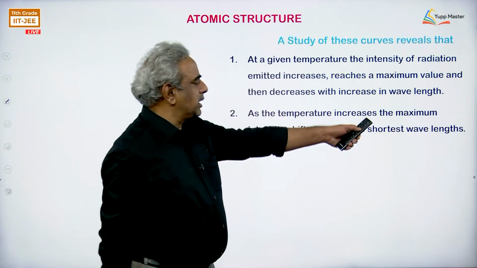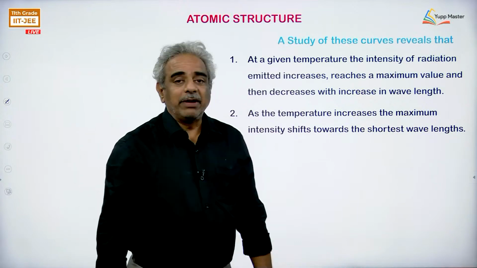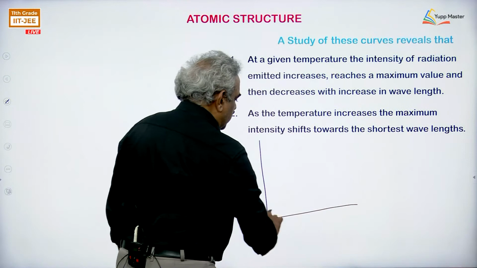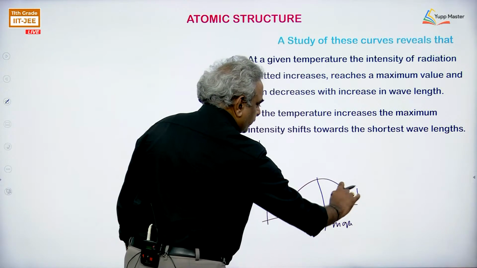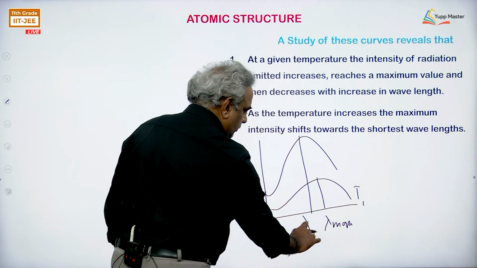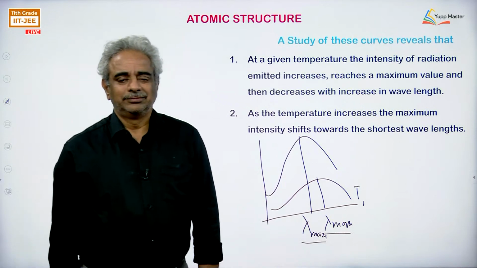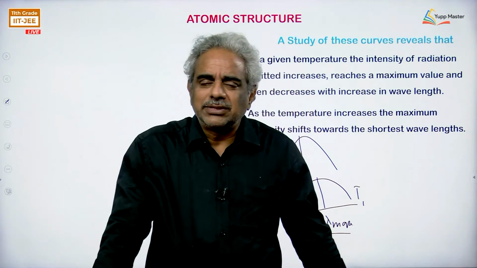As the temperature increases, the maximum intensity shifts towards shorter wavelengths. Actually, when we increase the temperature, at low temperature, Lambda Max is here. When the temperature is high, Lambda Max is here. So as the temperature is increased, shorter wavelength radiations will be obvious.